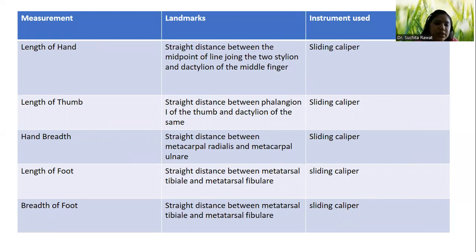Hand breadth is the straight distance between the metacarpale radiale and the metacarpale ulnare, and it is measured by a sliding caliper. Length of the foot is the straight distance between the akropodion and the pternion. This is usually measured with a sliding caliper. The breadth of the foot is the straight distance between the metatarsale tibiale and metatarsale fibulare and is measured with a sliding caliper.